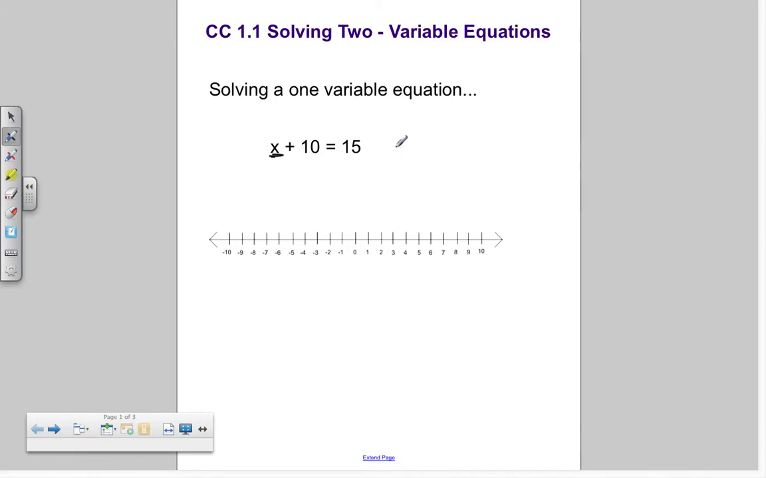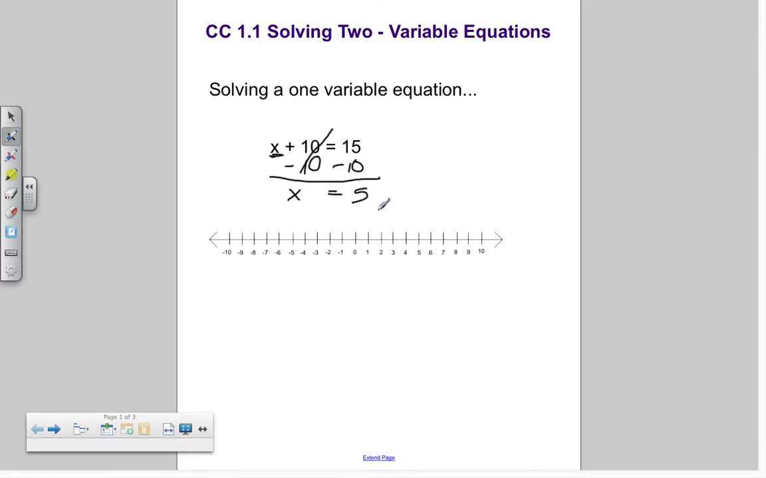Well, you all know that the answer is 5 before we start, but let's just go through the steps that you learned in the last unit. You subtract 10 on both sides. That cancels and you get x equals 5. And that's my answer. My solution is x equals 5. There's one solution to this equation, and the way I show it numerically is this way.